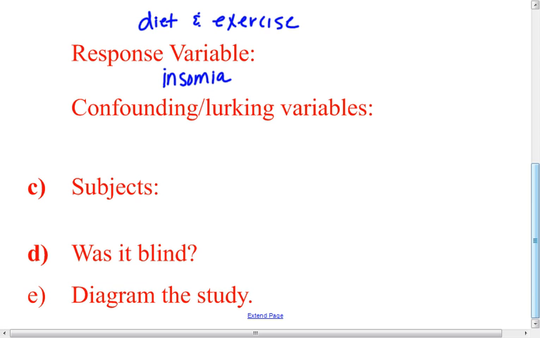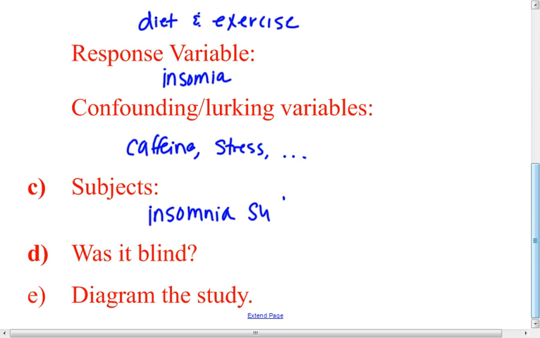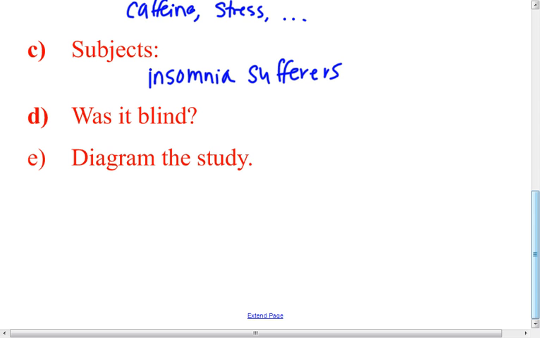Whether people have insomnia or not, and certainly yes. Things like have they drank caffeine? What's their stress level like? The list can go on, but there's a couple. Okay? The subjects in this case are insomnia sufferers, and there's 40 of them. Okay? And was it blind? No.